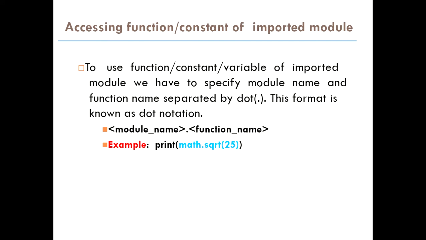Accessing functions or constants of an imported module. To use a function, constant, or variables of an imported module, we have to specify the module name and function name separated by a dot. This format is known as dot notation. We have to write module name dot function name. For example, math dot sqrt. If we write print before this, it will print the square root of 25, that will be 5.